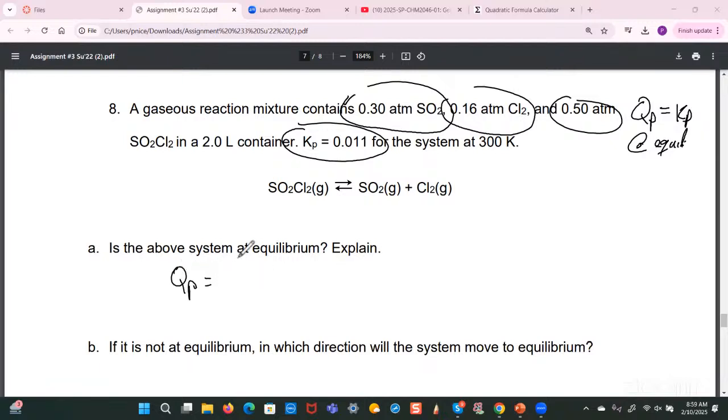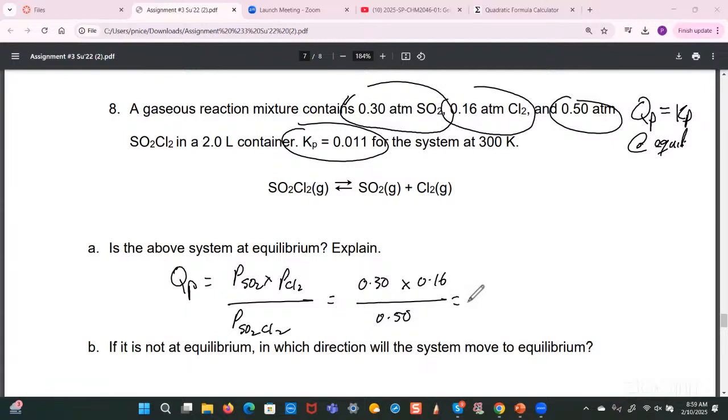Qp would be equal to, at any time, the pressure of SO2 times the pressure of Cl2 divided by the pressure of SO2Cl2, right? And then we put the numbers in. So for the SO2, that's 0.30, times, for chlorine, 0.16, divided by, for SO2Cl2, 0.50. And we do the number crunching, 0.3 times 0.16, and then we divide by 0.5.